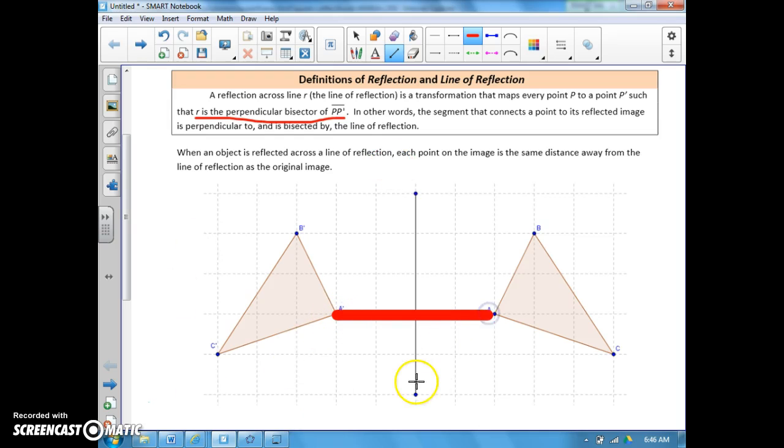So, for example, if I was looking at this reflection right here, if I were to join A and A prime, you would notice that would create a segment that is bisected by the line of reflection, and each of these segments are of equal length. They are both 2 units long, so the line would have also bisected it.